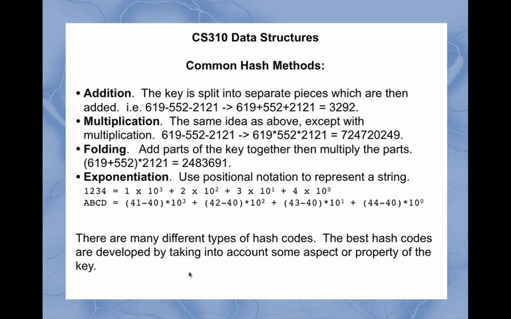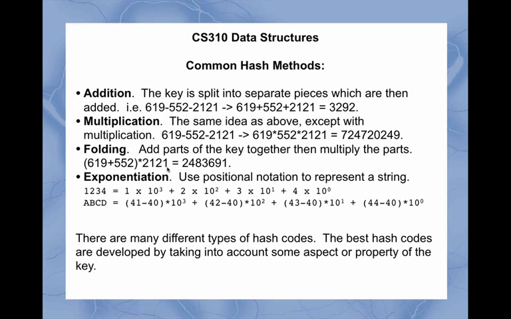So we want to look at a few of the common hashing methods. And the idea is a simple one. We're going to take a string as input and we're going to transform it into a 32-bit integer for output, and we want to do this in such a way that all of the 32-bit outputs are equally likely. So there are different ways of transforming strings. The first is addition. This is an example. You might split the phone number into three pieces and add them all together. Multiplication, the idea is the same, but in this case you multiply the three pieces together. Folding, you add different parts of the key together and perhaps multiply those parts.